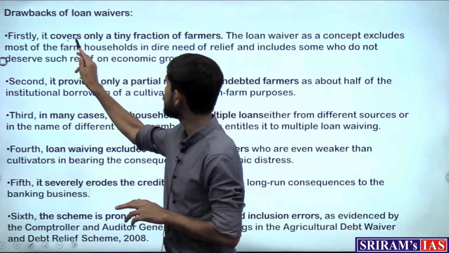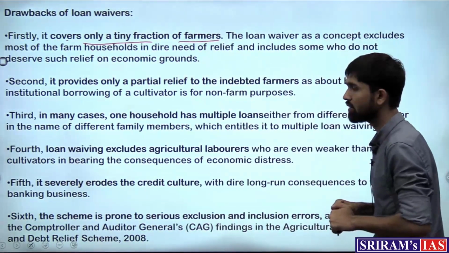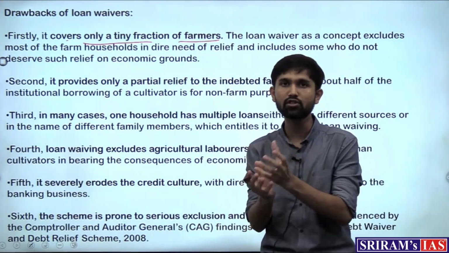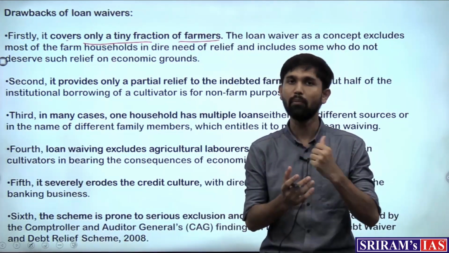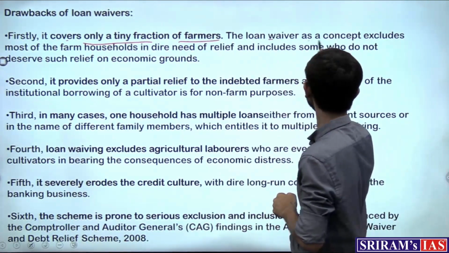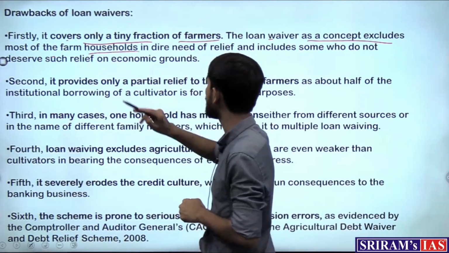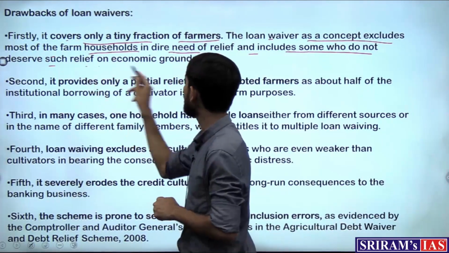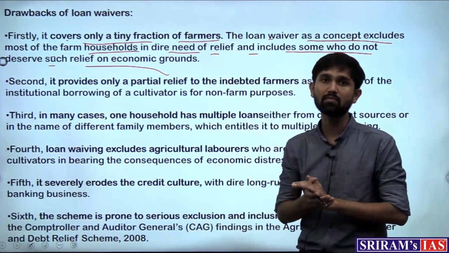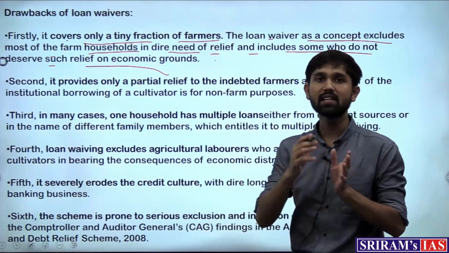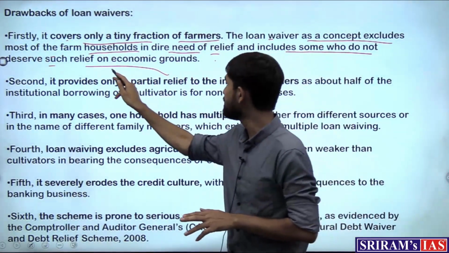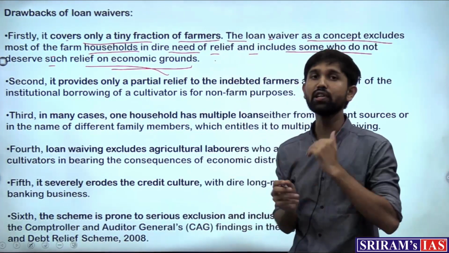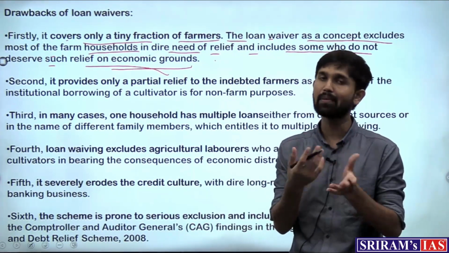Firstly, it covers only a tiny fraction of farmers, right? This report also highlights the same thing, that very few farmers actually get the benefit and come under the purview of this scheme. The loan waiver as a concept excludes most of the farm households in dire need of relief and includes some who do not deserve such relief on economic grounds. So since there is a procedure to be followed, the benefit mostly goes to those people who do not need the loan waiver, and those marginal farmers who actually needed the benefit do not get it.